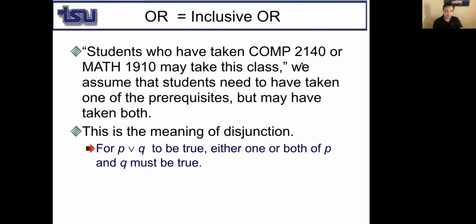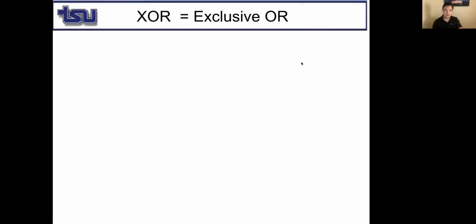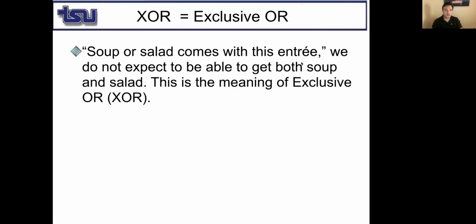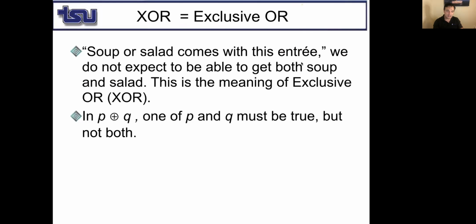So for P or Q to be true, one or both of P and Q must be true, okay? So that's inclusive. How about this example, exclusive OR? You go to a restaurant and the waiter comes and tells you that soup or salad comes with this entree. What does that mean? That means you will get either soup or salad. You will not get both, right? That is exclusive OR. And exclusive OR is shown with a plus sign in a circle.